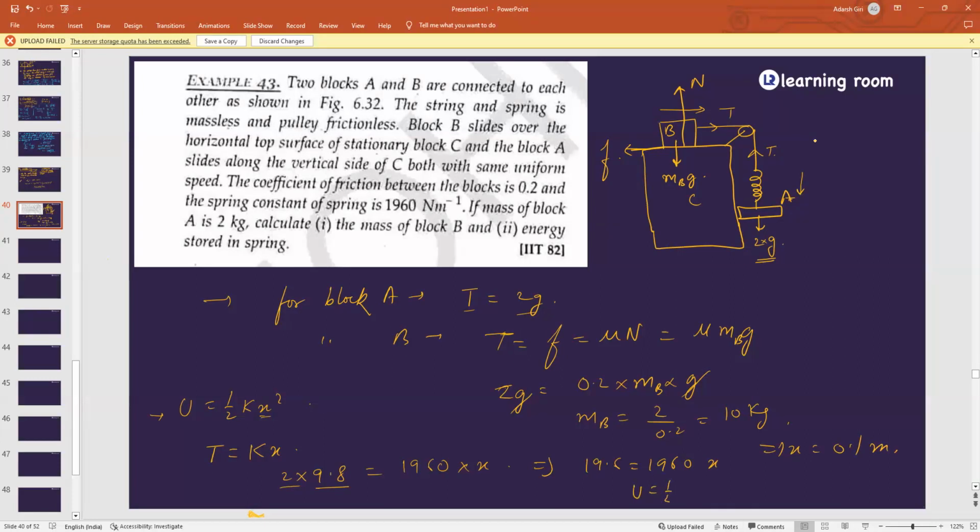So U will be half into 1960 into, sorry, 0.01 into 0.01 whole square. That will be 0.098 joules.